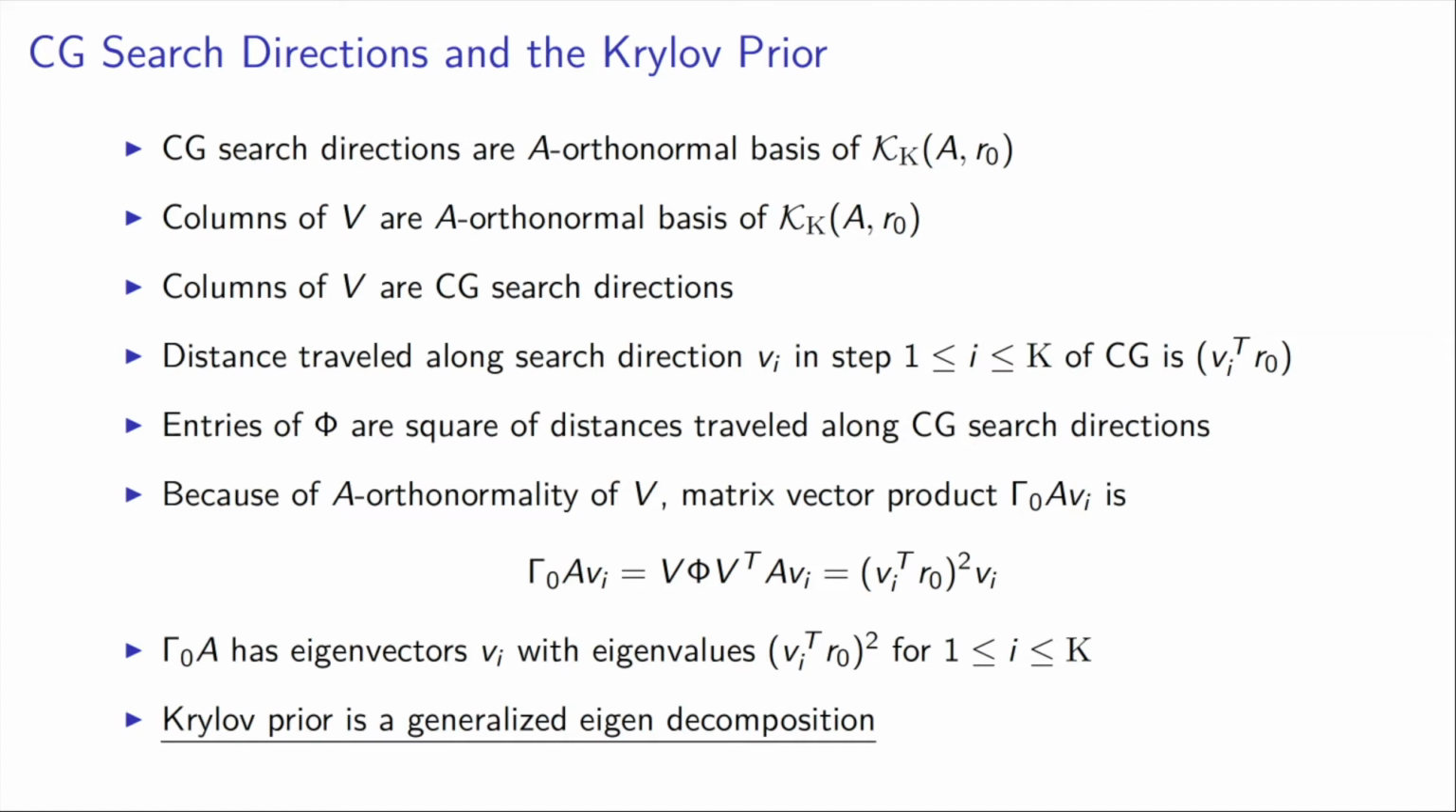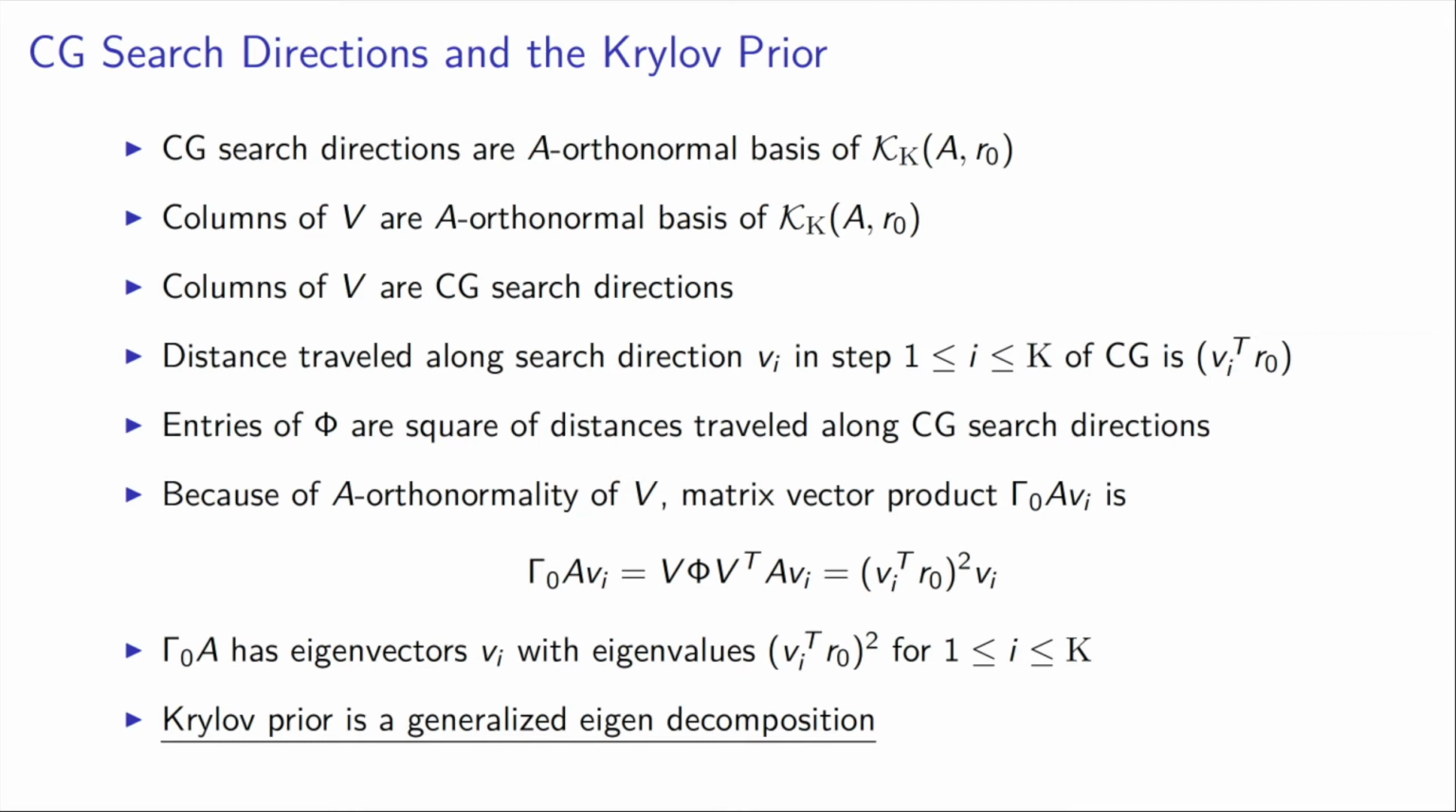So now I'm going to talk about how the Krylov prior is related to the CG search directions. The CG search directions are an A-orthonormal basis to the Krylov space generated by A and the initial residual. The columns of V are an A-orthonormal basis to the same Krylov space, so this means that the columns of V are equal to the CG search directions. The distance traveled along each search direction, Vi, in step i of CG is equal to Vi transpose times R0. So this means that the entries of phi are the square of the distances traveled along the CG search directions in each step of CG.